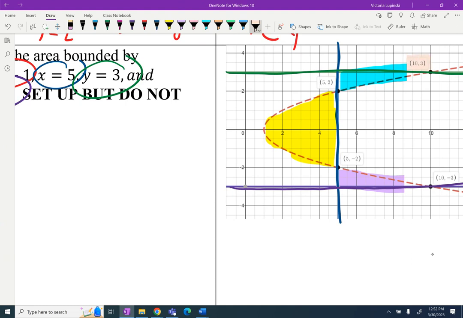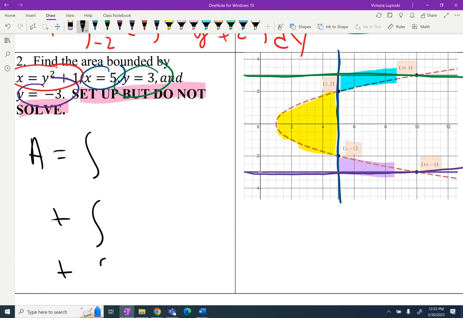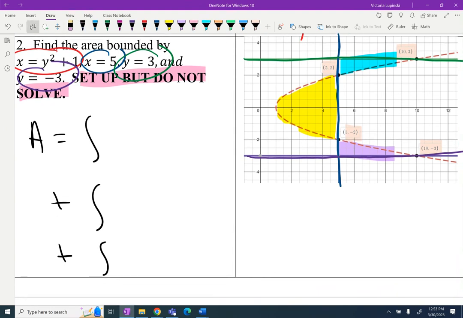Seriously. All right, make sure you highlight those points of intersection. You're going to need those. When you go to set this up, remember it says set up, but do not solve. So I am going to have to set up not 1, but 2, but 3 different areas. 1 for each color. You're adding each of those areas together, so everybody's a plus. It doesn't really matter the order, so I'm just going to go from top to bottom. So that's the blue, that's the yellow, and this is the purple.